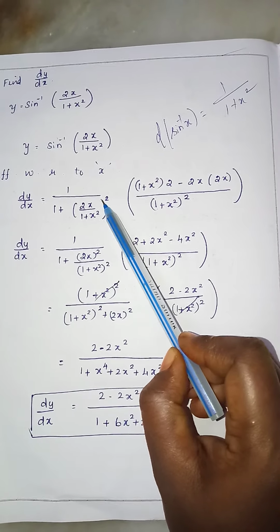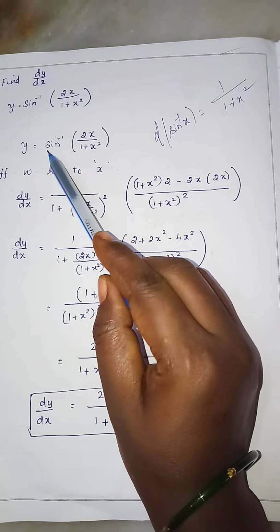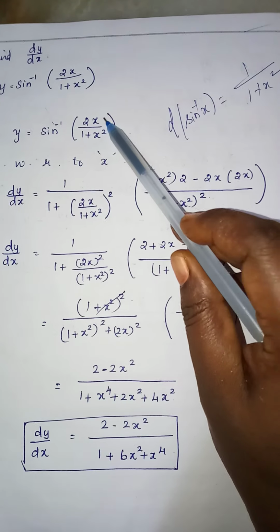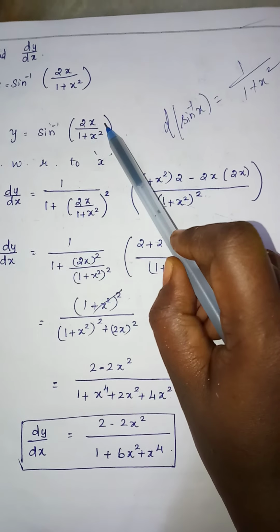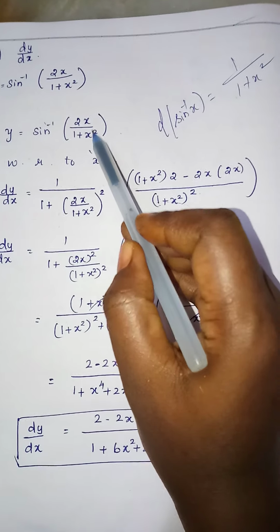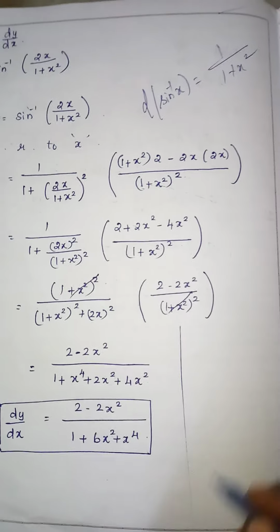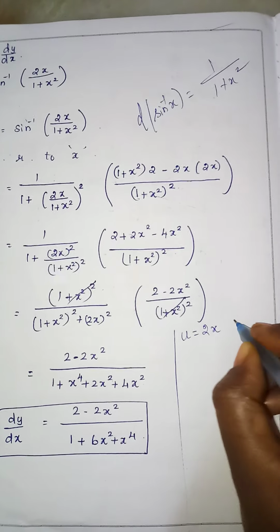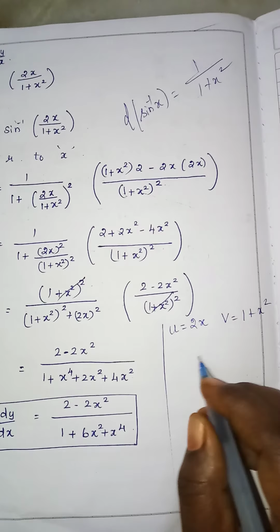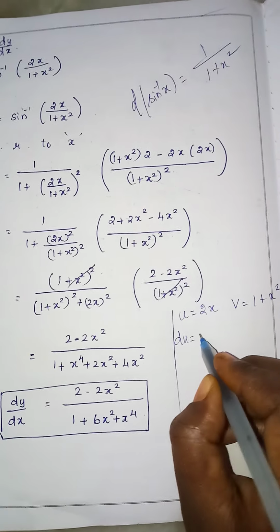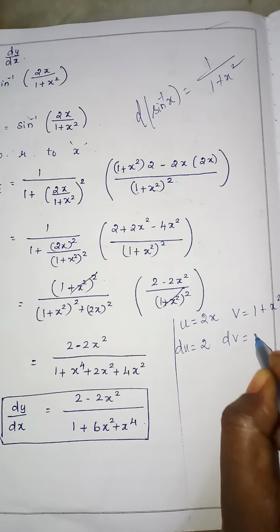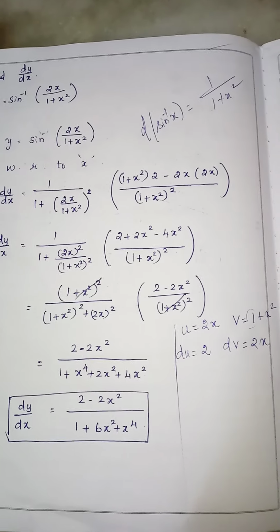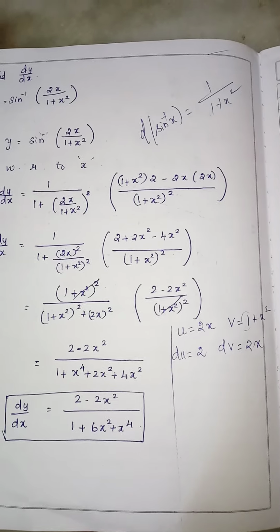Okay, so first I have differentiated only the sine inverse part. Now we have to differentiate the bracket terms. Here this is in the form of u by v method. Let u is 2x and v is equal to 1 plus x square. Then find the first derivative of this. du is equal to 2, dv is equal to 2x, because 1 is a constant term, so differentiation of constant term equal to 0, then differentiation of x square is equal to 2x.